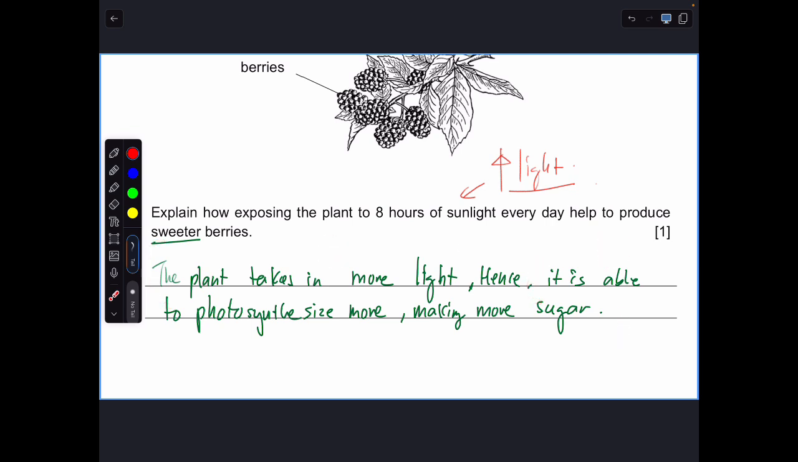But a lot of you just say the plant can photosynthesize more, can make more food. Why? You totally ignore this. You must tell me more light. And please try to be more diligent during exam. Write a little bit more. Some of you really go, it has more light, or there is more light. There is more light is different from the plant takes in more light. There could be more light, but the plant never takes in the light. Right?